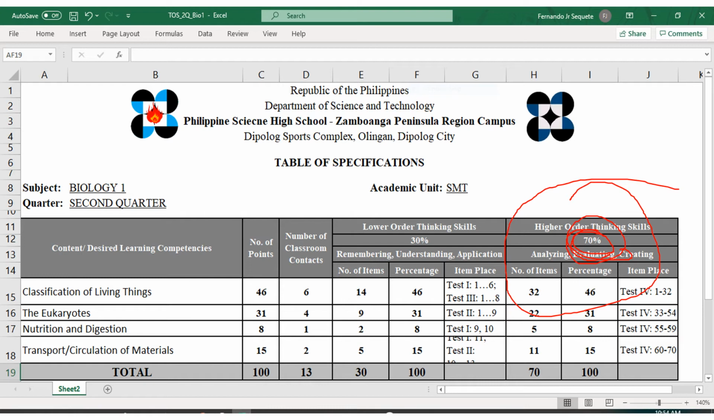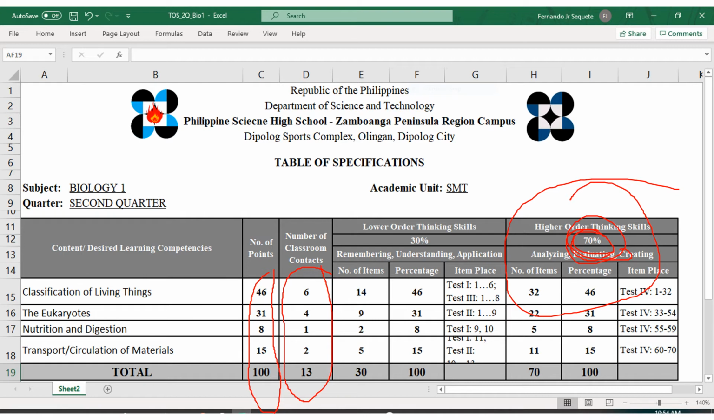So again, if you look, we have the basic components of your table of specifications. We have the content or the desired learning competency. Sir, can we put the topics? Yes, so that we don't have too much to write in this first column. And then right after the content or desired learning competencies, we have the number of points, and we also have the number of classroom contacts.